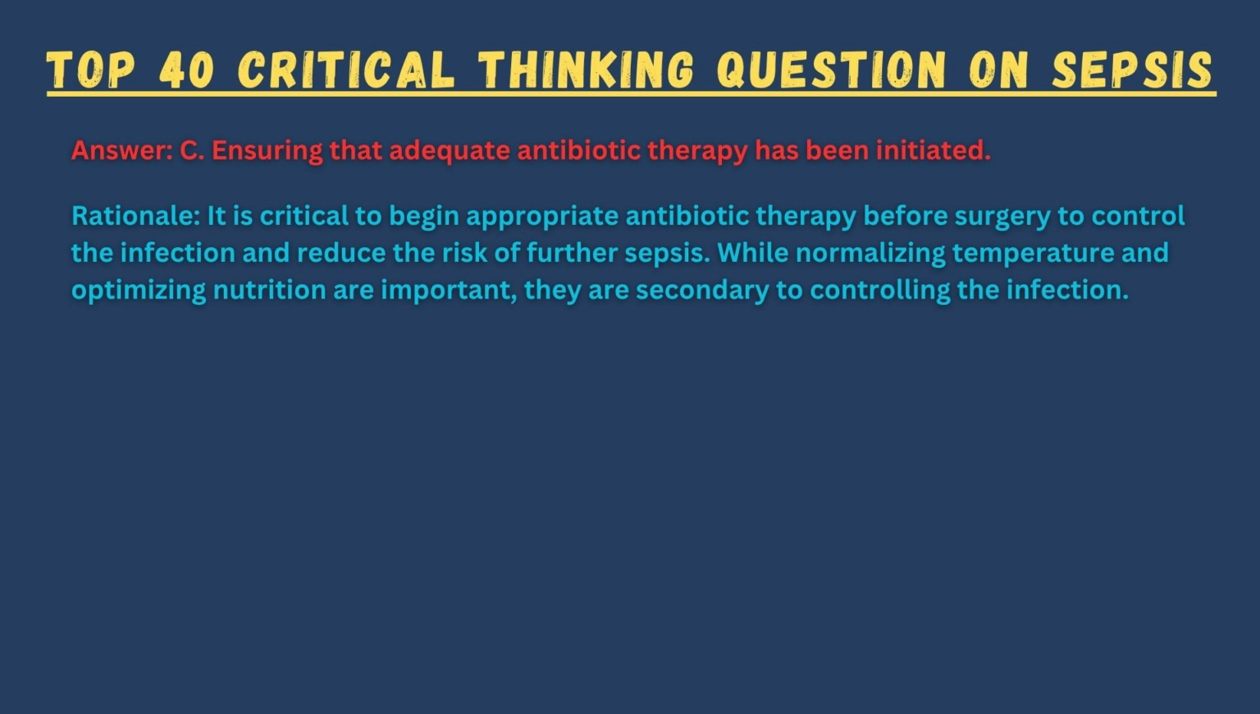Rationale: It is critical to begin appropriate antibiotic therapy before surgery to control the infection and reduce the risk of further sepsis. While normalizing temperature and optimizing nutrition are important, they are secondary to controlling the infection.